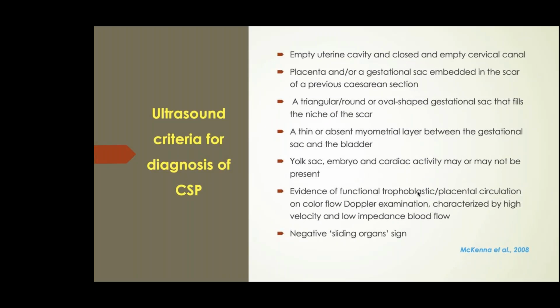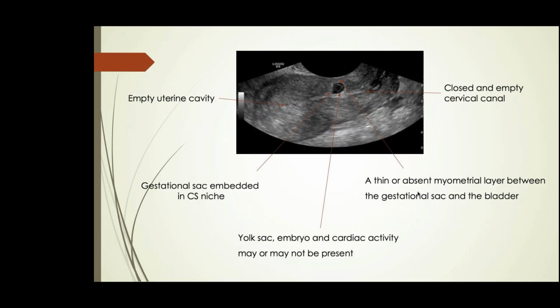So what are the diagnostic criteria by ultrasound? As you can see here from the slide, there are a lot of diagnostic criteria. We'll put it on this one, it would be a little bit clearer. First, you will have an empty uterine cavity here, as you can see. There's nothing in the uterine cavity, as well as an empty and closed cervical canal. So both the uterine cavity and the cervical canal are empty.